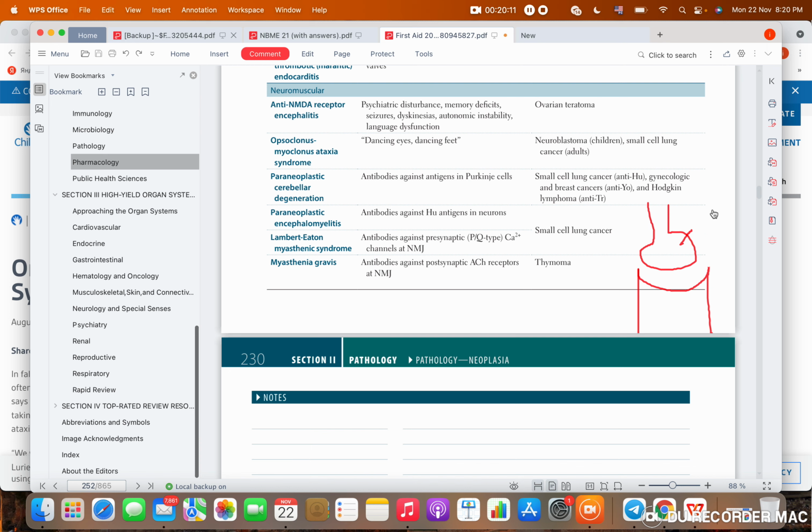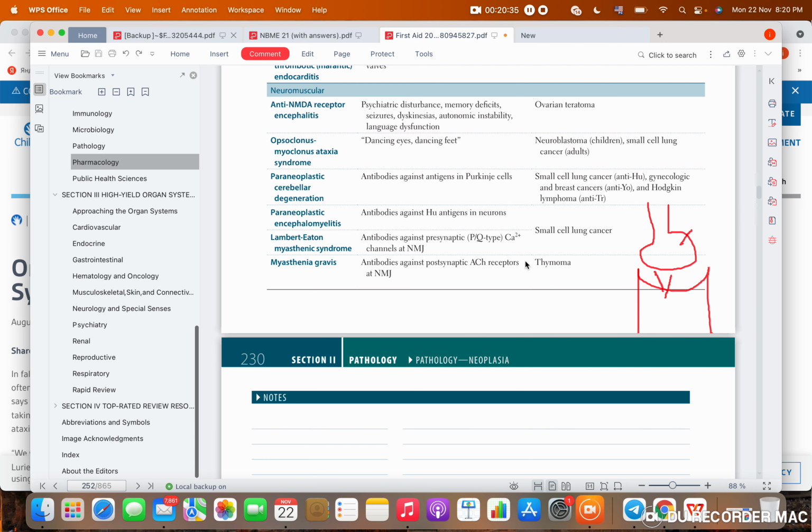In myasthenia gravis, the antibodies are against the receptor, which is the acetylcholine receptor in this area at the postsynaptic cleft. So if at the postsynaptic cleft the antibodies are against it, you will not be able to stimulate these receptors. And it's most likely due to a thymoma.